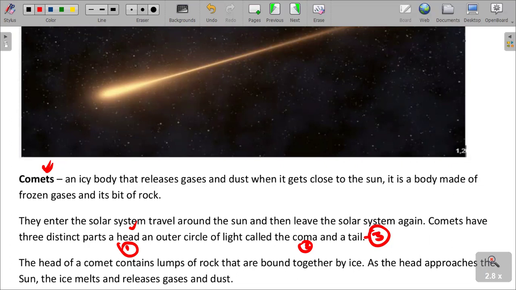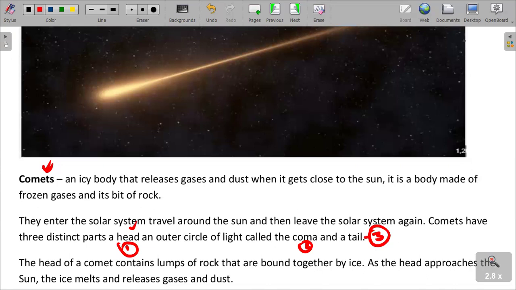So we should understand that these comets orbit around the sun at a greater distance and are found in the Kuiper belt and in the Oort cloud. Comets that come into the inner solar system do not live forever.